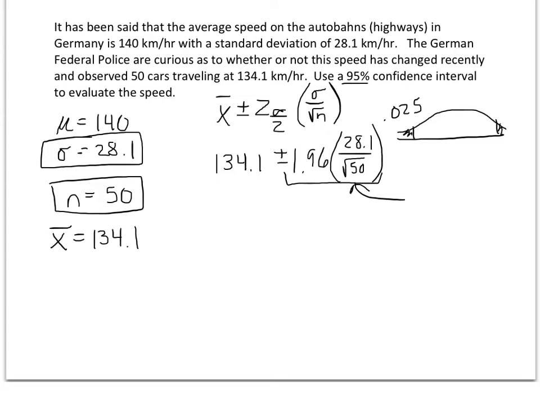Margin of error. That tells you how far away from 134.1, what kind of interval am I going to get. When I do my work over there, I'm going to end up with 134.1 plus or minus 7.8 kilometers per hour. When I take that 7.8, add it and subtract it, I'm going to end up with this interval.